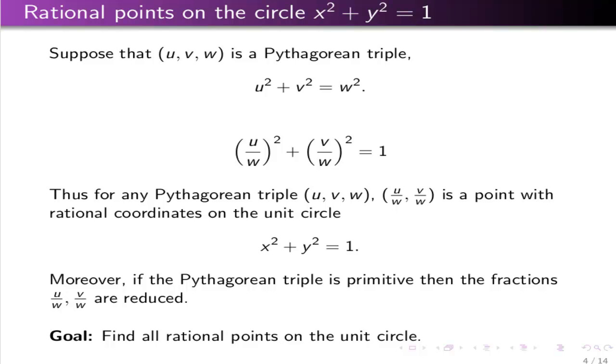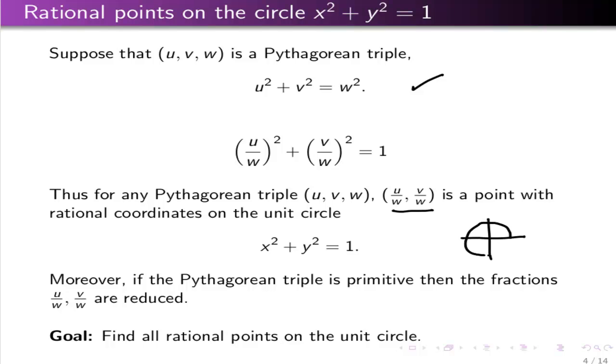Now the way we're going to go about finding the Pythagorean triples is to connect the problem with a related question about finding rational points on a circle. So let's suppose we have a triple u, v, w satisfying u squared plus v squared is w squared. Divide both sides by w squared. And I get (u over w) squared plus (v over w) squared equals 1. Well, that means that the point (u over w, v over w) is a rational point on the unit circle x squared plus y squared equals 1.